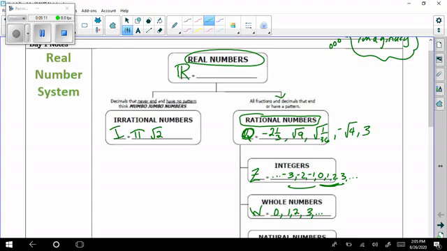It's a rational number. Over here on irrationals, again, just to refresh your memory, irrationals are things that don't repeat or don't have a particular pattern. I'm going to tell you it's going to be non-perfect square roots.